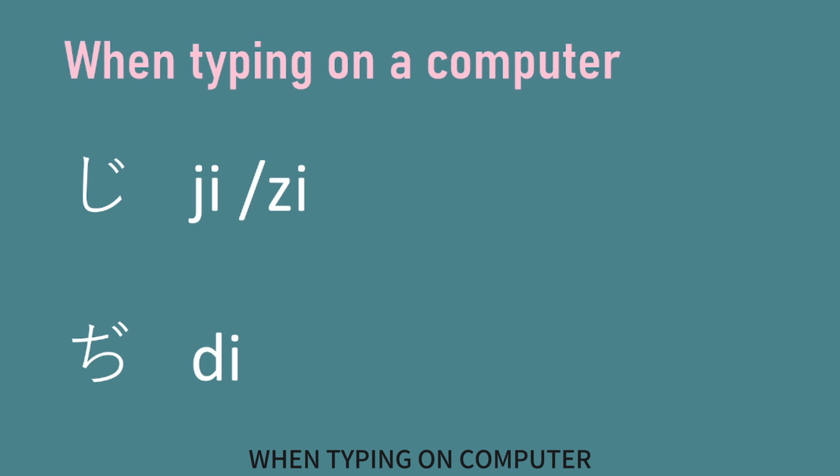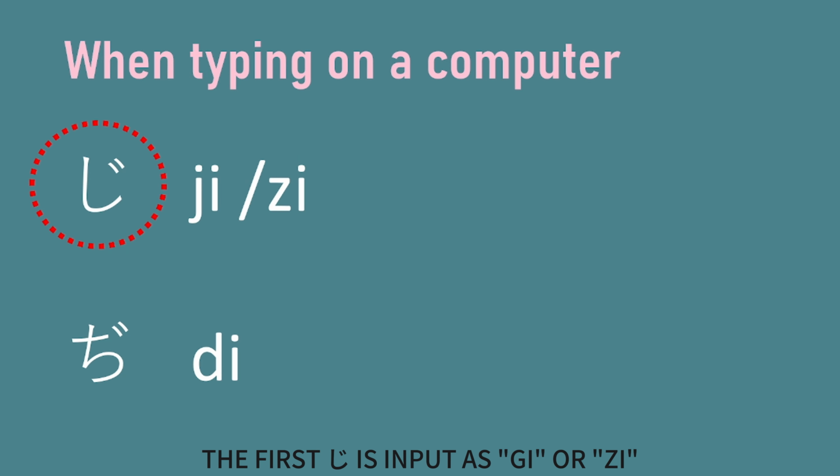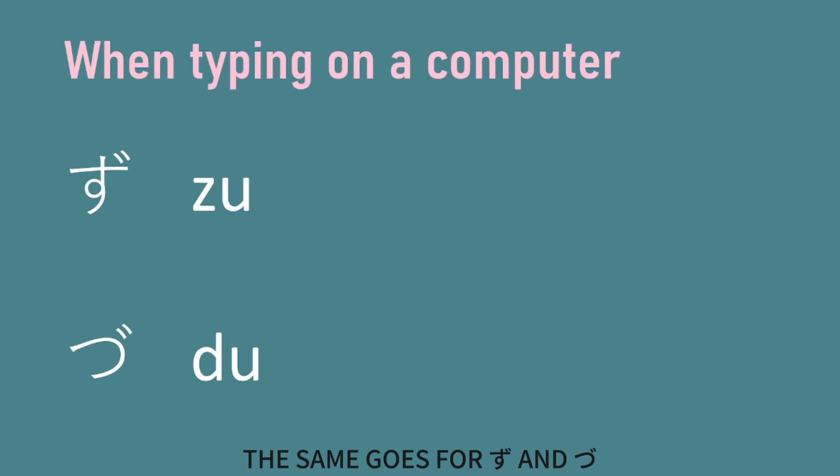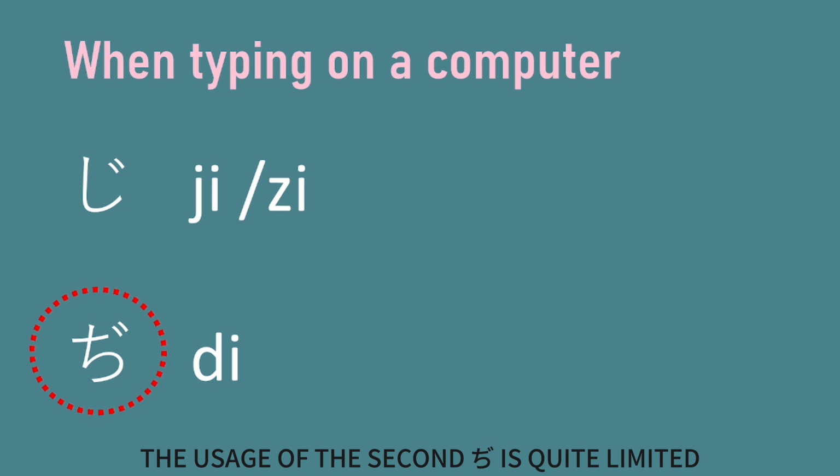When typing on a computer, the first G is input as GI or ZI, while the second G is input as DI. The same goes for Z and Z. The usage of the second G is quite limited.